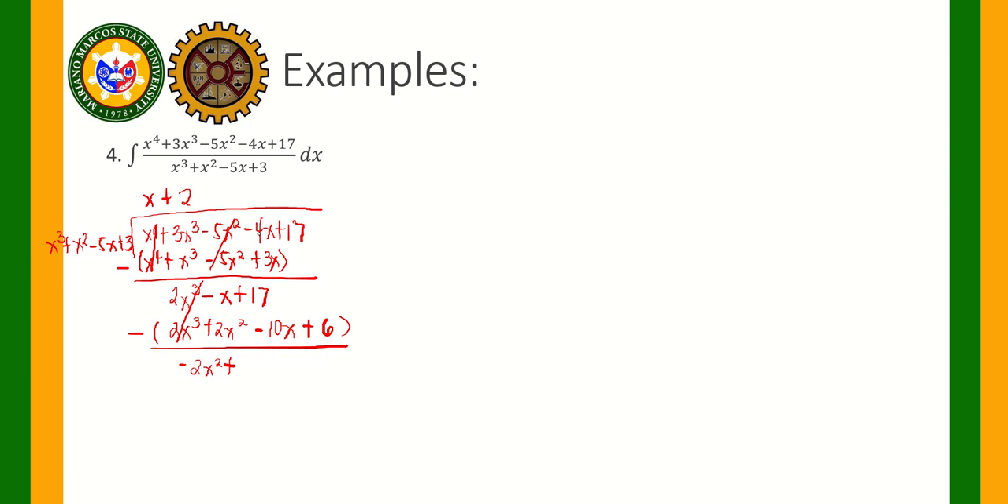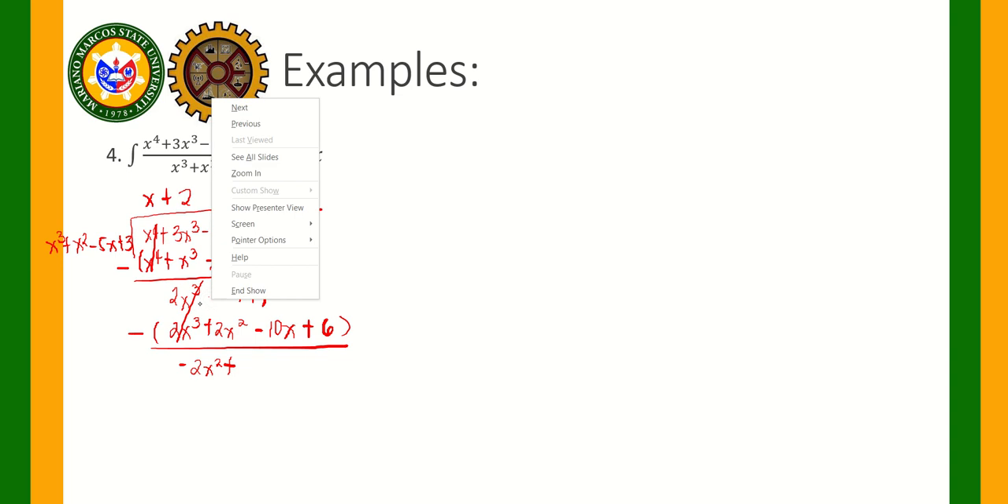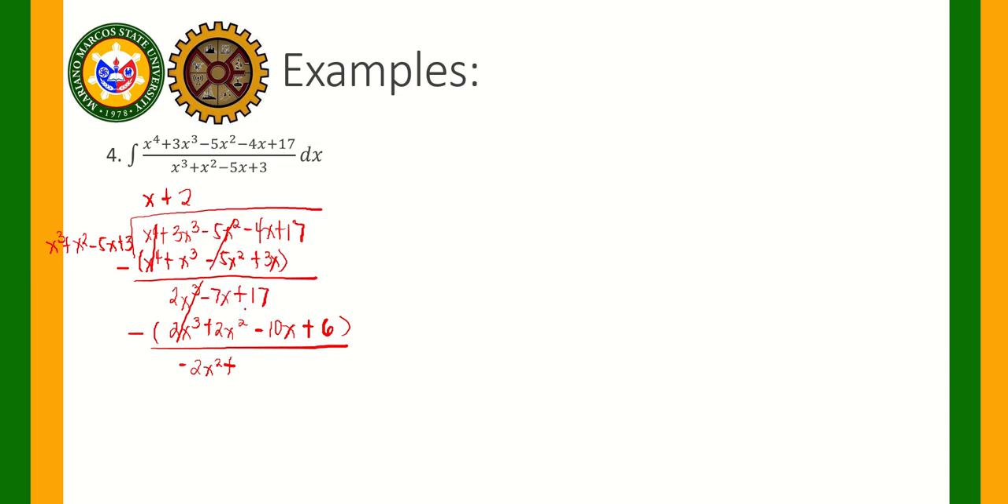Oh, that's wrong. So negative 4x minus 3x, that is equal to negative 7x, because they are both negative. Okay, so this will be equal to negative 7x. So negative 7x plus 10x, that will be equal to positive 3x. And then 17 minus 6, that is equal to positive 11. So our answer will be x plus 2 plus negative 2x squared plus 3x plus 11 all over x cubed plus x squared minus 5x plus 3.